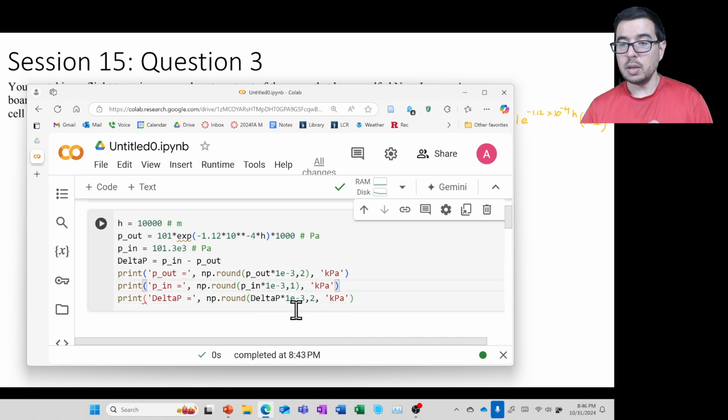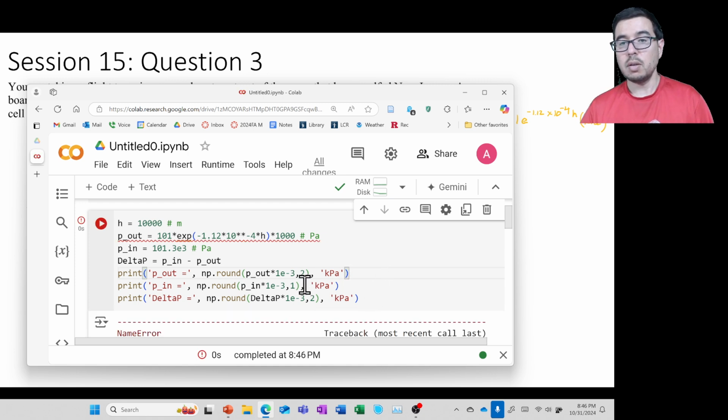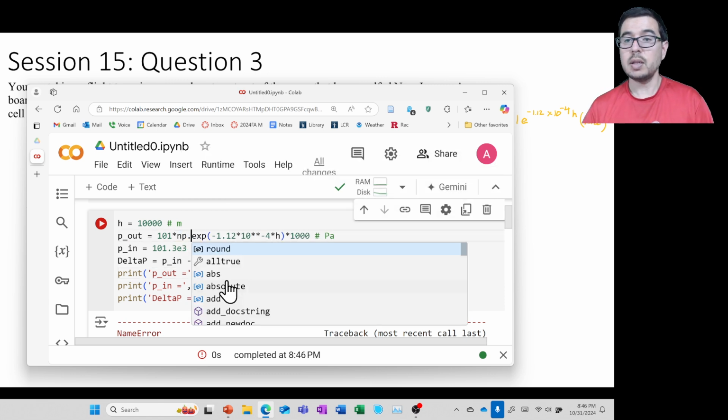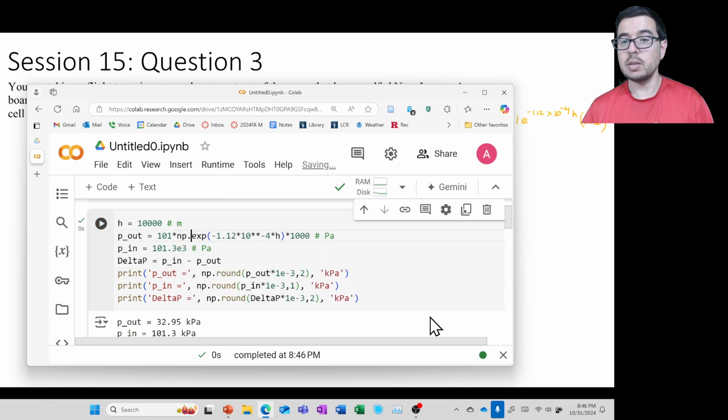It didn't like it, because it's missing that. Okay, I think it's happy now. Let's see what we get. So we press Control Enter. Okay, I made a mistake. What did I do? Oh yeah, this has to be NP, like that, exponent. Okay, now it has some numbers.